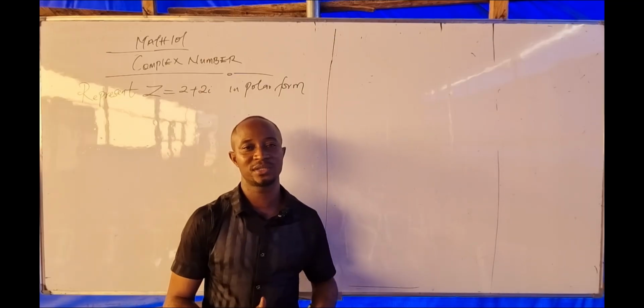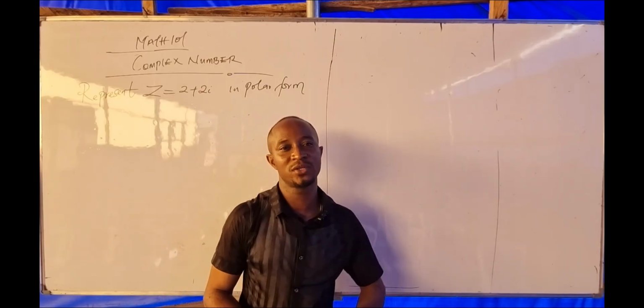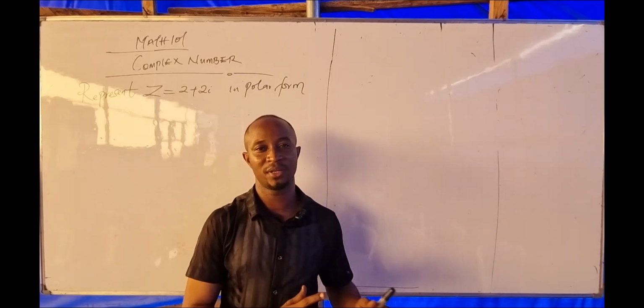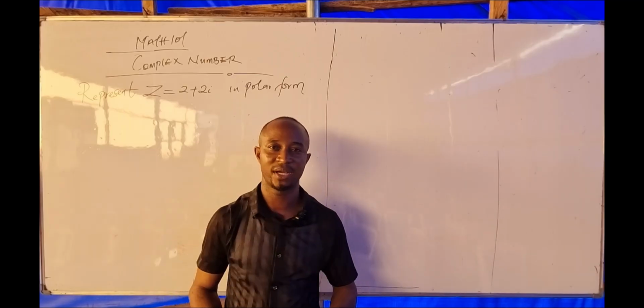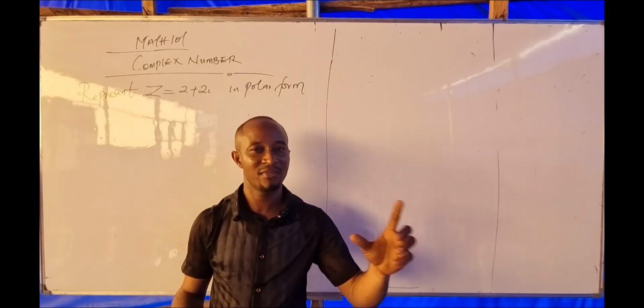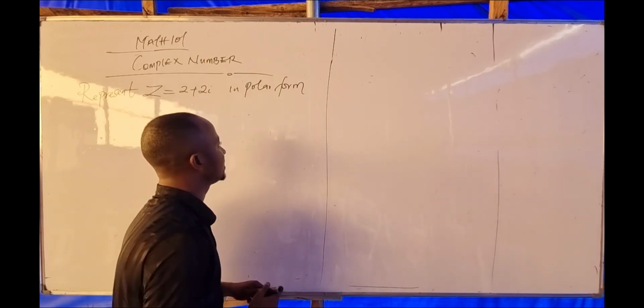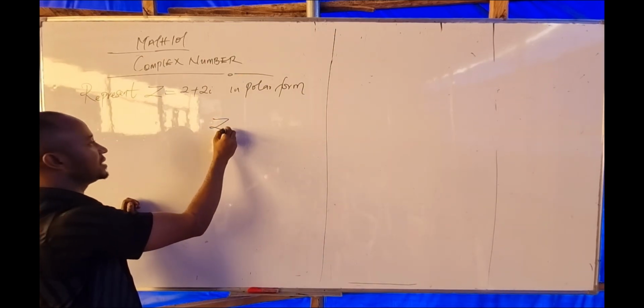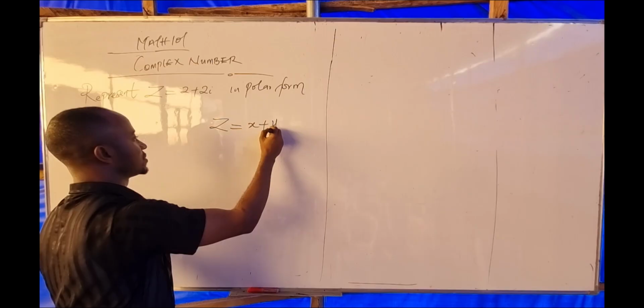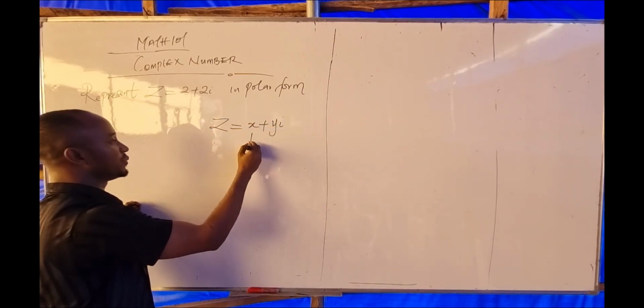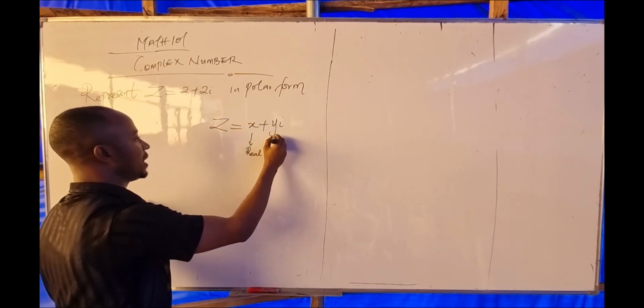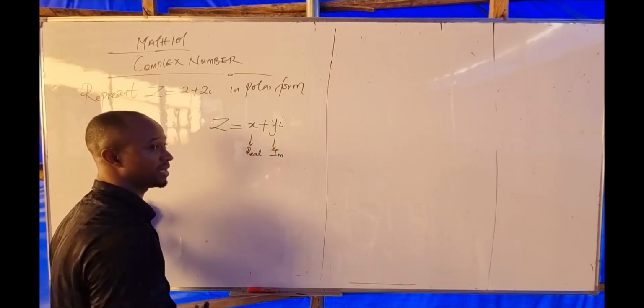In our last class, we discussed extensively on complex numbers. A complex number does not simply mean something complex. It simply means a number that has two major parts, right? Which are the real part and the imaginary part. Generally, a complex number can be represented as z equals x plus yi, where x represents the real part and y represents the imaginary part.